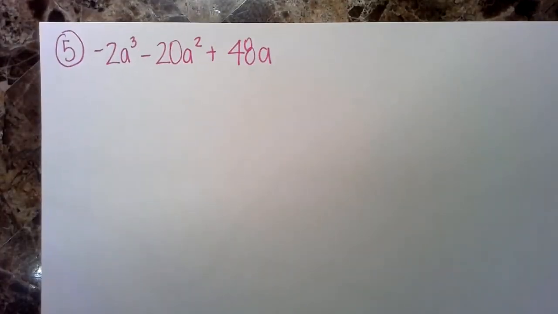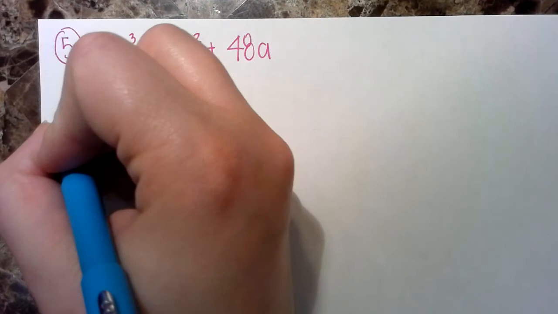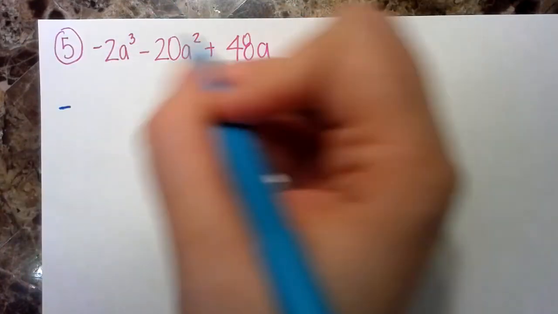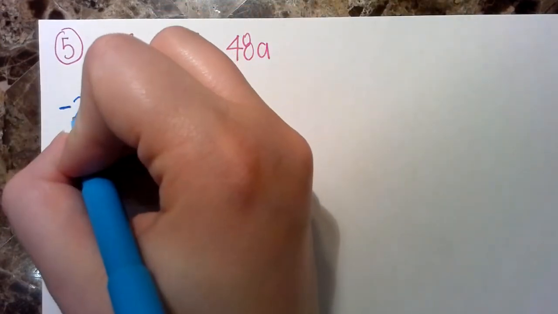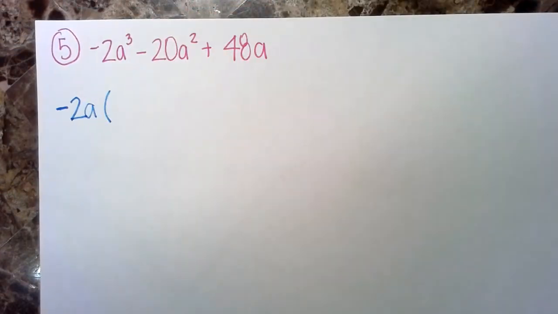Our last example here is that we have to see if we can take out a GCF. So your first question is, can you take it out? And your answer is yes, because you see it's a negative, so automatically you have to take out a negative. We look at negative 2, negative 20, and 48. You can take out a negative 2, and you also can take out an A out of each of them. So it would be negative 2A as your GCF.